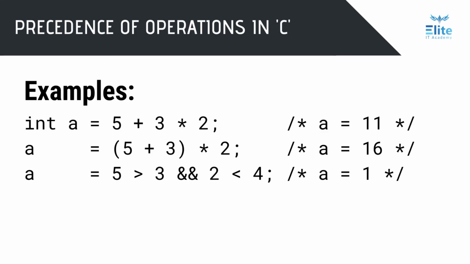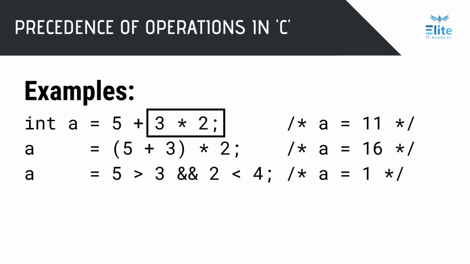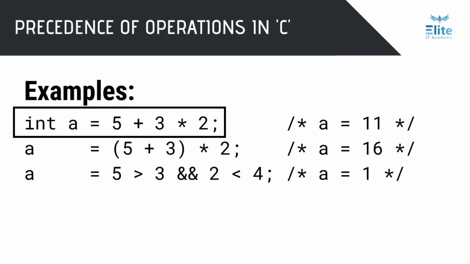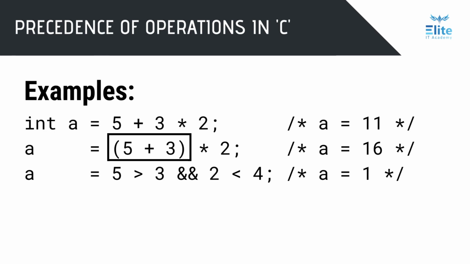As can be seen in the example here, in the first statement, the multiplication is performed first, followed by the addition, and then the assignment. In the second statement, addition is performed first, followed by multiplication, and then the assignment. The precedence of operations can change the result of an expression. So be aware of the precedence of operators in an expression.